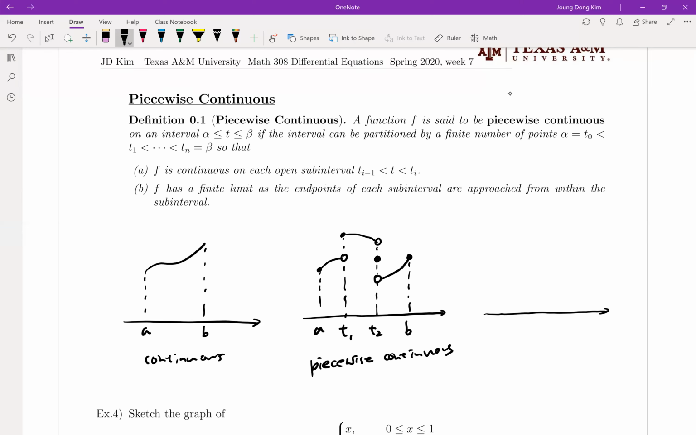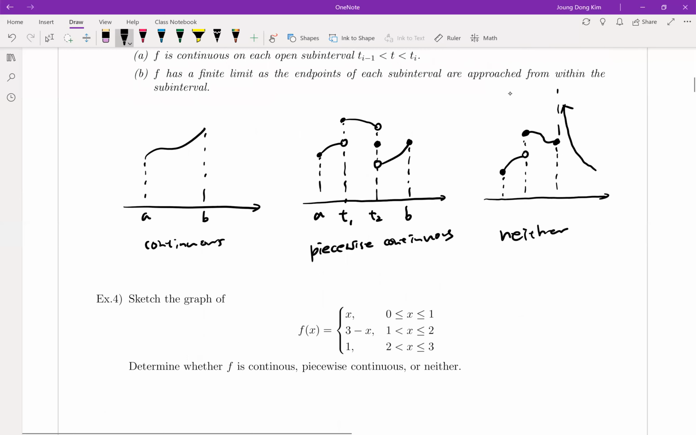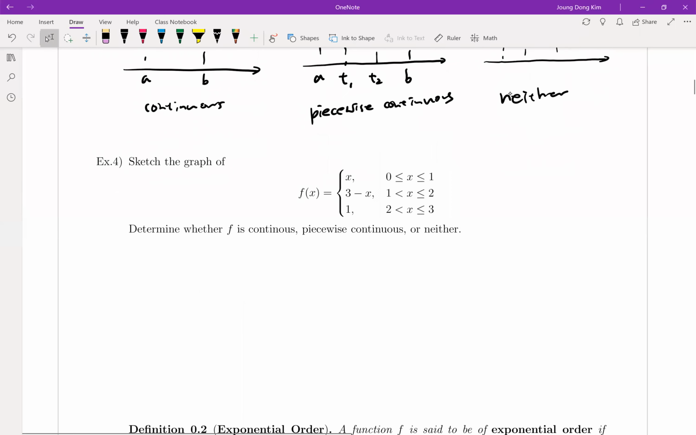What about the piecewise continuous failed case? As I told you, whenever you have a vertical asymptote, it fails. This is fine. But if you have this guy, which is a vertical asymptote, it is neither case. Does it make sense? Let me give you one example, much easier to understand, okay?